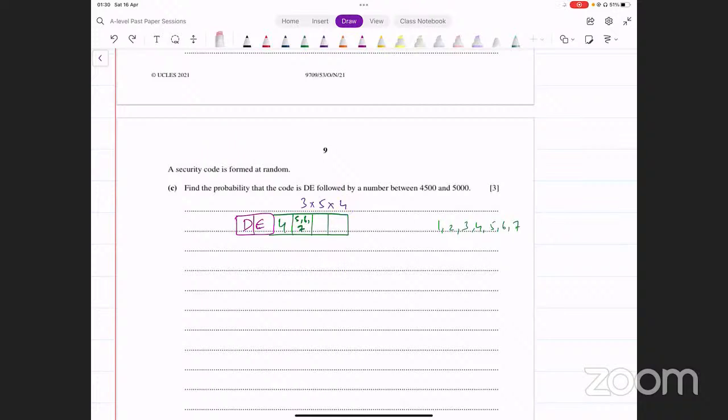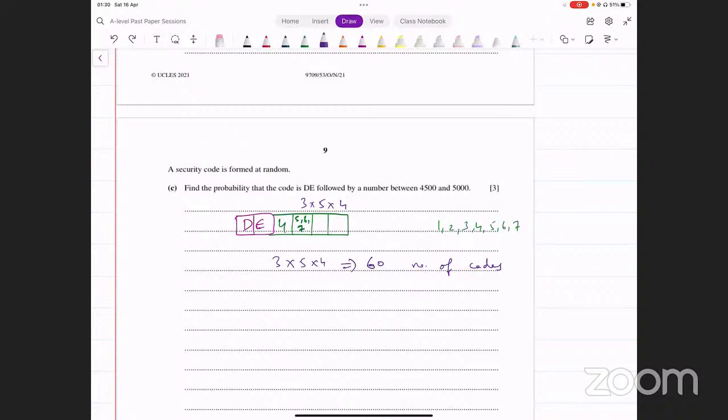If you had 3 options for the second box, how many numbers are you left with? 5 numbers. So you've got 5 options for this one, and then 4 for the next one. That's going to be 3 times 5 times 4, and that gives us 60. This is the number of different arrangements, the number of different codes, that satisfy this condition. What's the probability now?